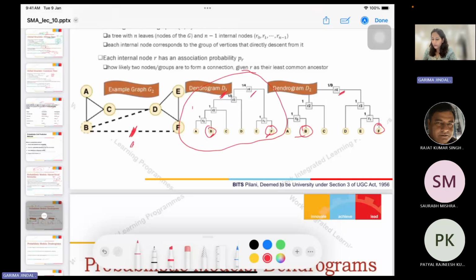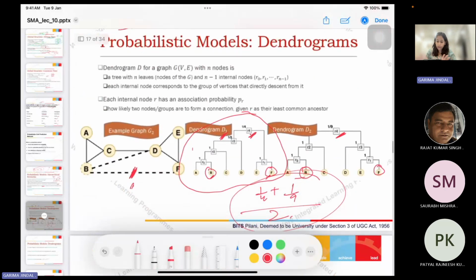So what you are going to do is, if you are having these two probabilities, you are going to consider these two probabilities, and then find the average of these two probabilities. So it will be 1 by 4 plus 1 by 9 divided by 2. So this will be the probability score for BF. This is how we calculate the scores using the probabilistic model.